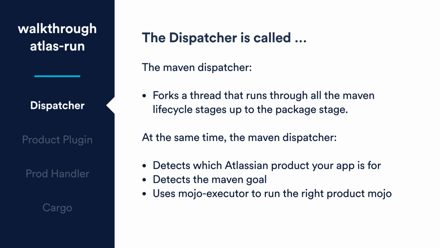Then, it detects which product your app is for, detects the Maven goal, and uses the Mojo executor to run the correct Mojo based on the product goal. In this example, we'll say we're building an app for Jira, so next it will invoke the Maven Jira product plugin.